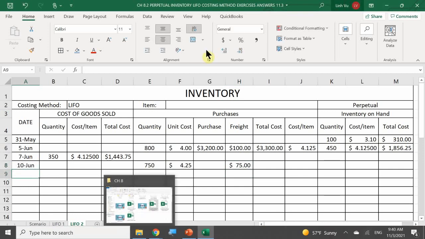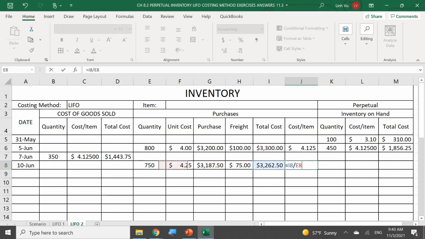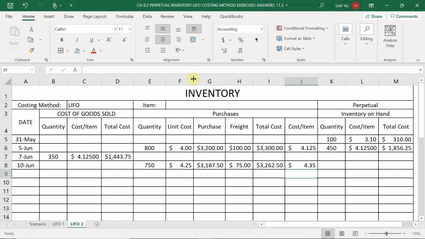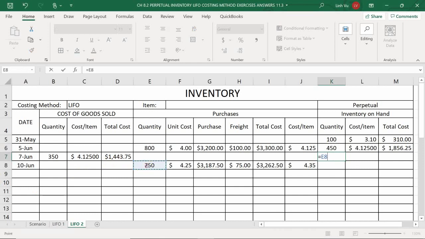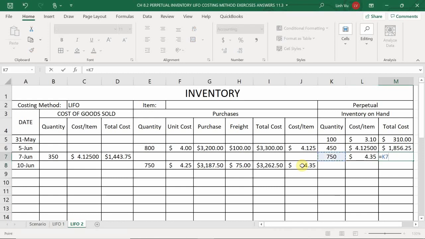Now let's take a look at this one. What's my purchase price going to be here? $3,187.50. Plus 75 is $3,262.50, bringing my cost per item to be $4.35. So we got lucky with this one, this one was an even number. Let's plug this number in here. So we have 750 at $4.35 each, giving us a grand total of $3,262.50.